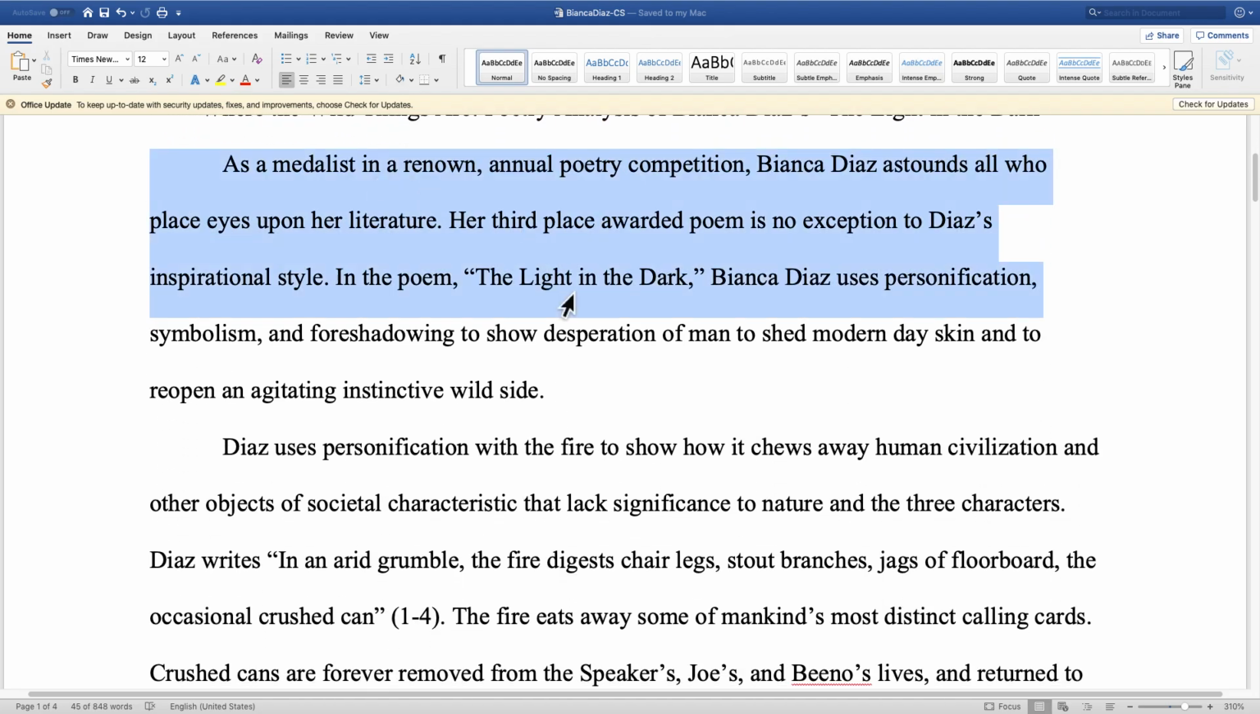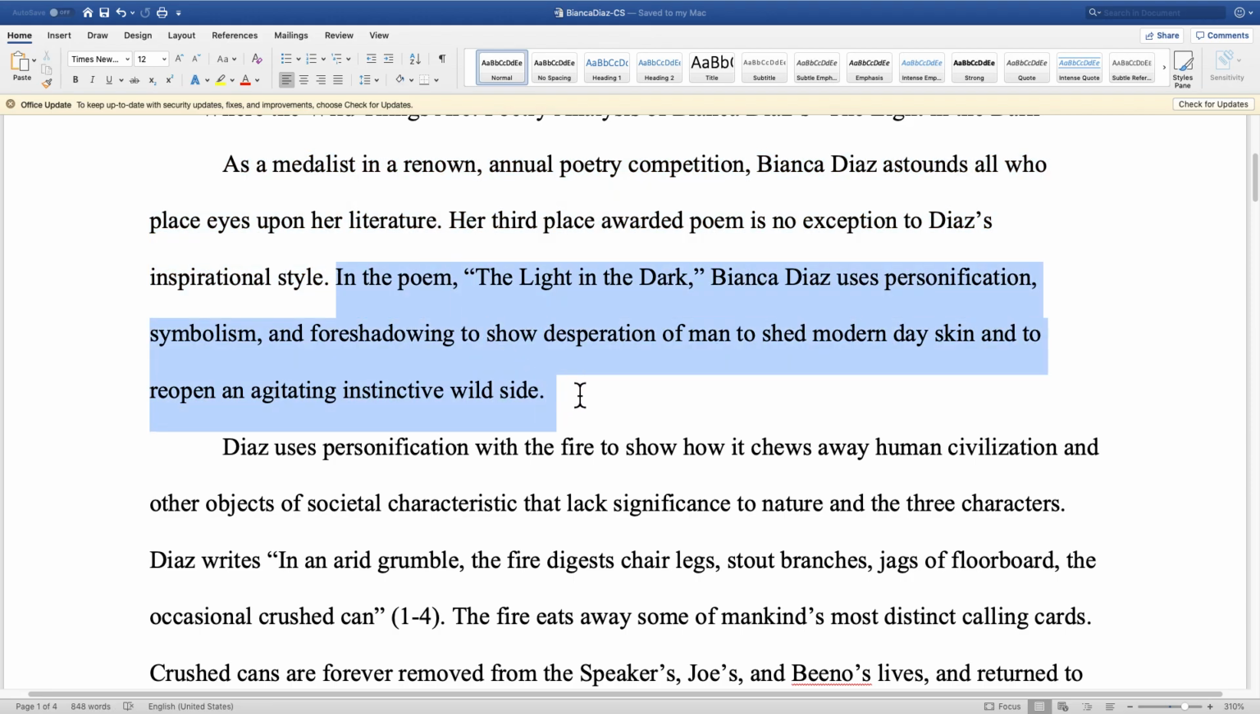The very first paragraph of the essay is called the introduction. Usually, the last sentence of the introduction is called your thesis statement or thesis claim. The thesis statement is the main idea of the whole paper.